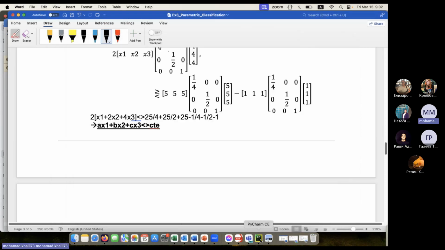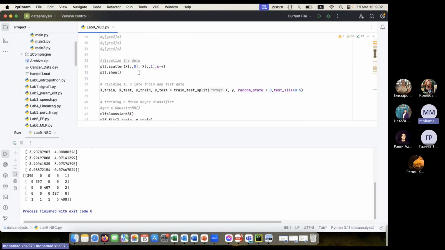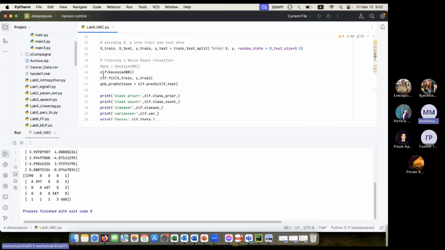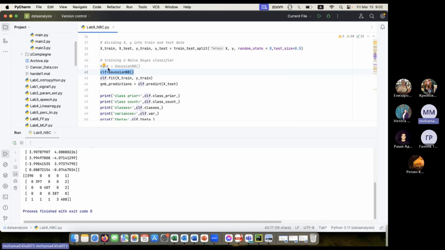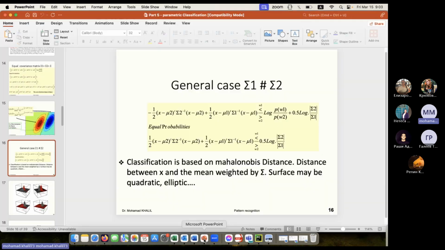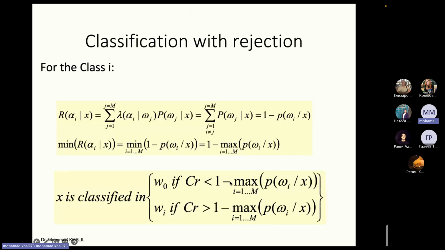Exactly. Look, in practice, you will see it later. In practice, you say CLF equals GaussianNB. You see what this means? This means that you suppose that your data are Gaussian. That's what this means. What does this mean in practice? Very good question.